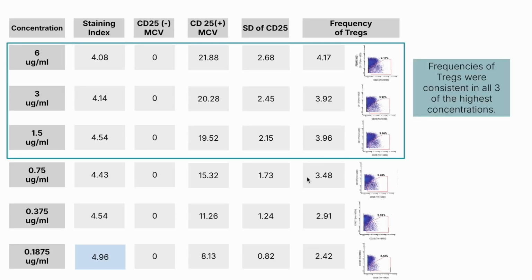But then when you look at the lower concentrations, you can see that the Treg frequency starts to fluctuate a lot, and it's a little bit harder to get that separation between the Tregs and the other cells in gating, which indicates that gating Tregs at those lower concentrations might be challenging.